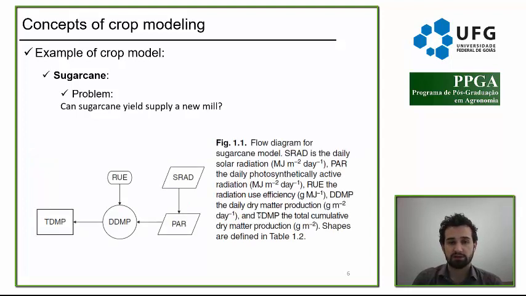Okay. So here is a representation of our simple model where I have solar radiation, including photosynthetic activity radiation. So using this input variable, I can convert this solar radiation into photosynthetic activity radiation using the parameter of radiation use efficiency. I will produce a dry matter by day that, when I integrate this during the total time of the cycle, I have a total dry matter production in this region based on this information.